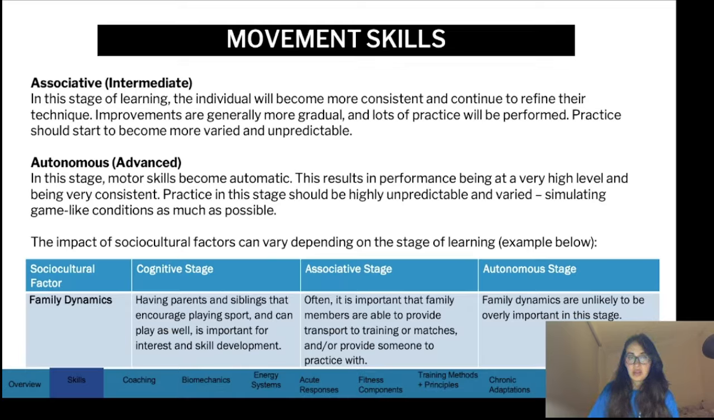Here is a little table evaluating the impact of different social culture factors and how they can vary depending on the stage of learning. We've got the social culture factor, family dynamics. This can affect each of the stages of learning. In the cognitive stage, this may be really important because having encouraging parents or siblings who play a particular sport may propel you toward playing that same sport as well. In the associative stage, it's often really important that family members can provide transport to training or matches and also someone to practice with, as well as encouragement during games.